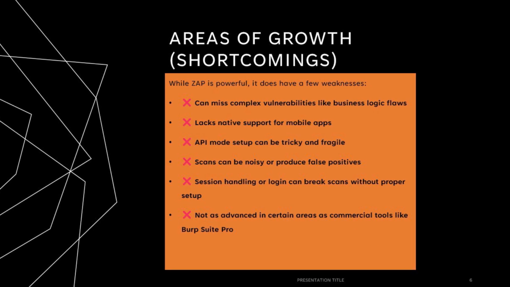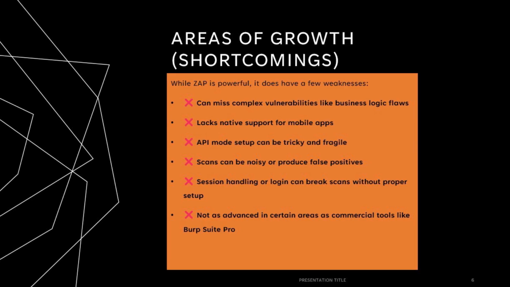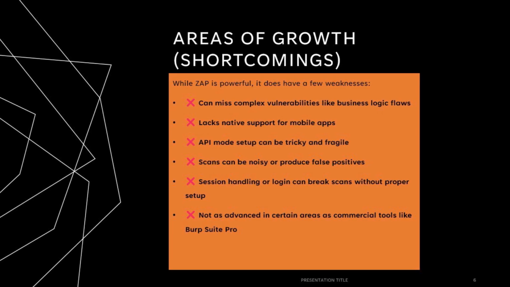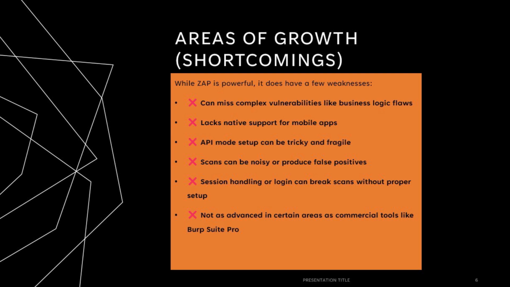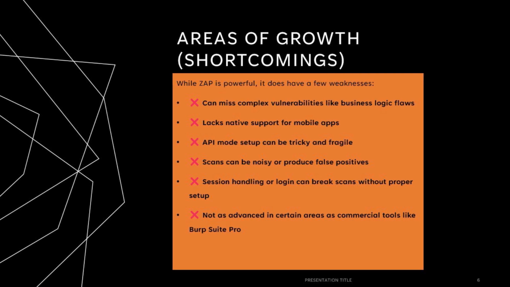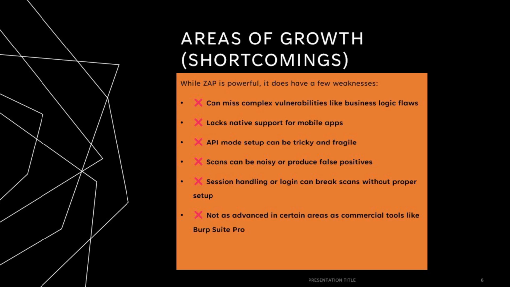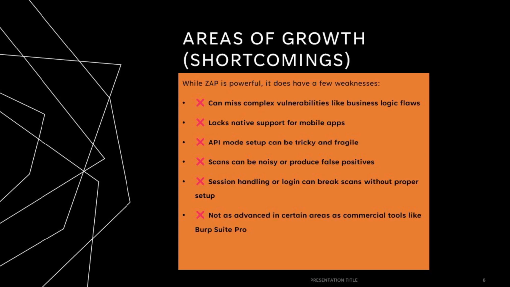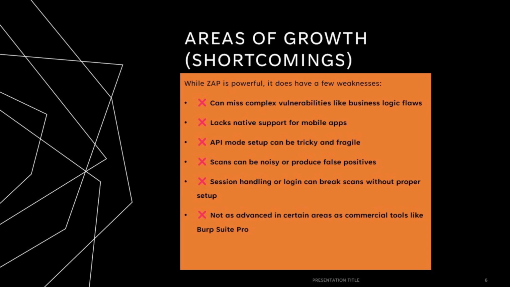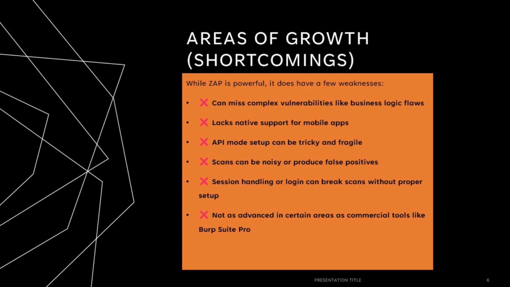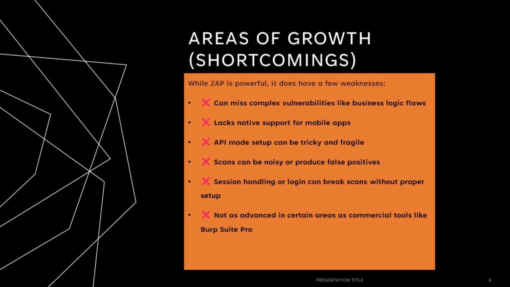While ZAP is powerful, it does have a few weaknesses. It can miss complex vulnerabilities. It lacks native support for mobile apps. The API mode setup can be tricky and fragile, very tricky. Scans can be noisy or produce false positives. The session handling or login can break scans without proper setup, and it is not as advanced in certain areas as commercial tools like Burp Suite Pro.